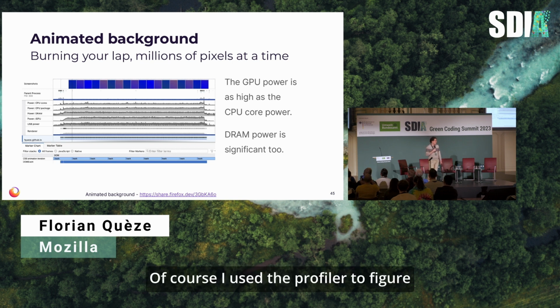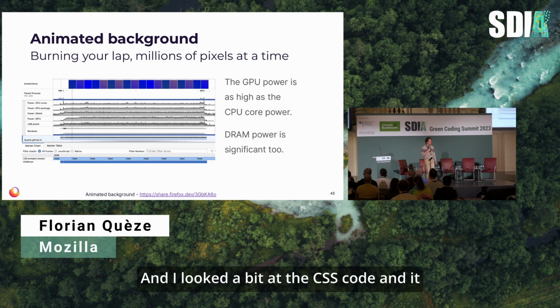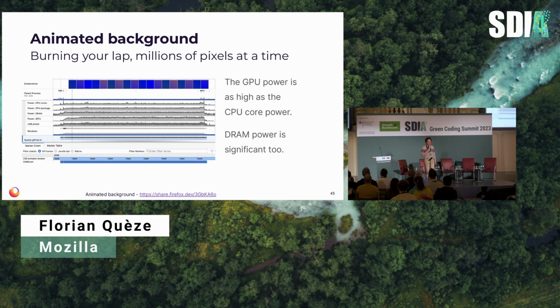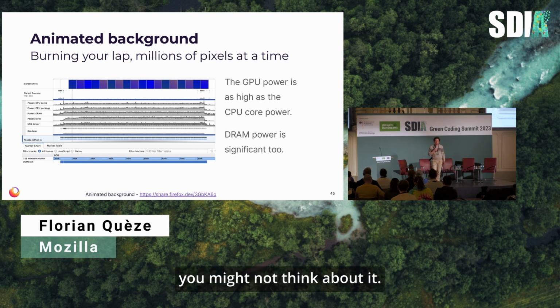Of course, I used the profiler to figure out what was going on. And I saw that we were painting continuously this web page. And I looked a bit at the CSS code, and it was actually animating the entire background of the page. And it looks like something trivial, right? It's just a few lines of CSS, simple animation. So when being a web developer, you might not think about it.